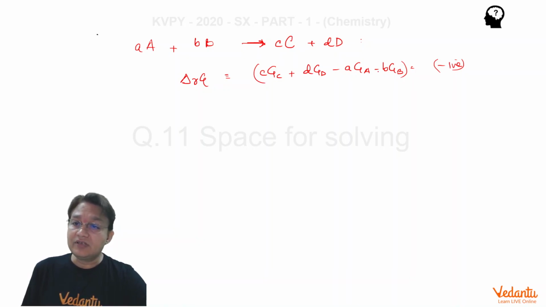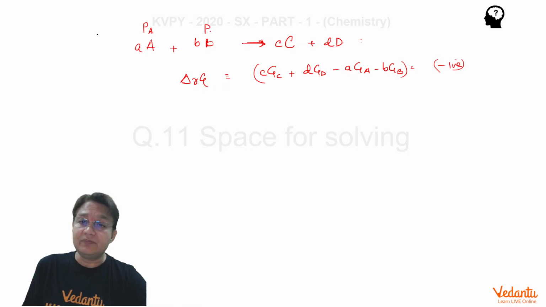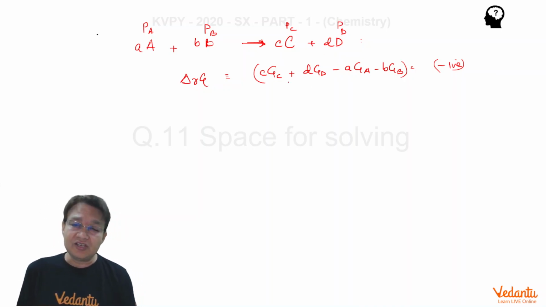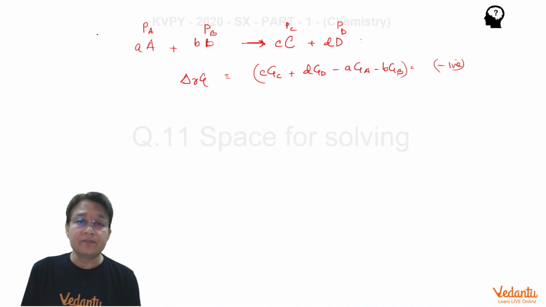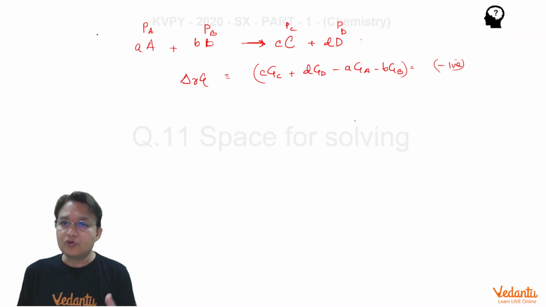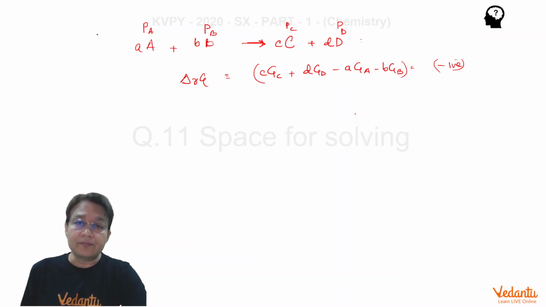Small a, small b, small c, small d are the stoichiometric coefficients. And keep in mind that Gc, Gd, Ga, and Gb are variables. They keep on changing. Suppose the pressure of A is Pa at an instant, pressure of B is Pb, pressure of C is Pc, and pressure of D is Pd at an instant. Then Pc, Pd, Pa, Pb are changing, and so are Gc, Gd, Ga, and Gb. So that's a very dynamic situation. When the reaction progresses toward equilibrium, all these quantities change, and if delta rG is negative, it goes on changing because the reaction keeps moving in the forward direction.